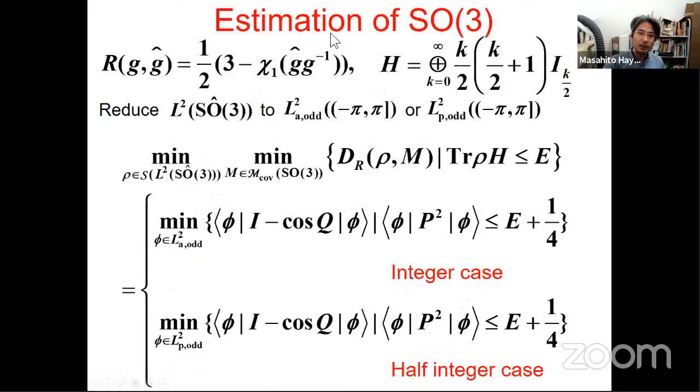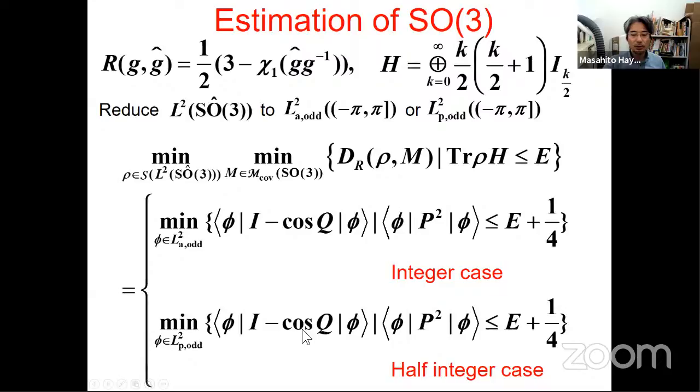Similarly, we have an estimation of SO3. In the case of SO3, similarly, we define this one. And we consider this problem, but this one has two cases. One case is the representation case. Another one is the projective representation case. We have two kinds of support: the anti-periodic part and the periodic case. So this is the integer case and the half integer support.